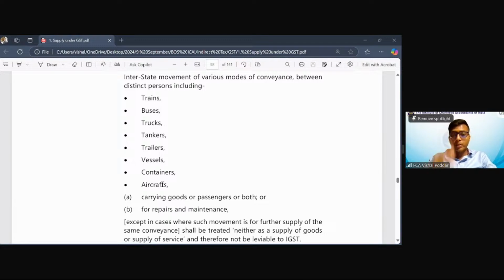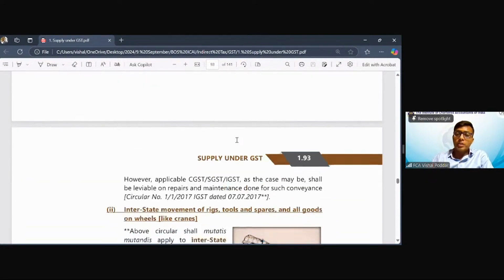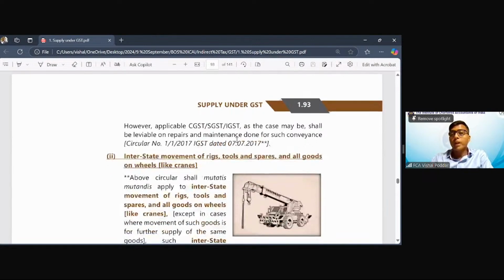But understand, the government had to come up with a circular clarifying that the transfer of your own vehicles, buses, trucks, aircraft between your two offices shall be neither a supply of goods nor a supply of service, and we will not levy IGST. That had to be clarified by giving a circular. So imagine it had become such a big national issue that they had to come up with a circular. I hope this is clear.